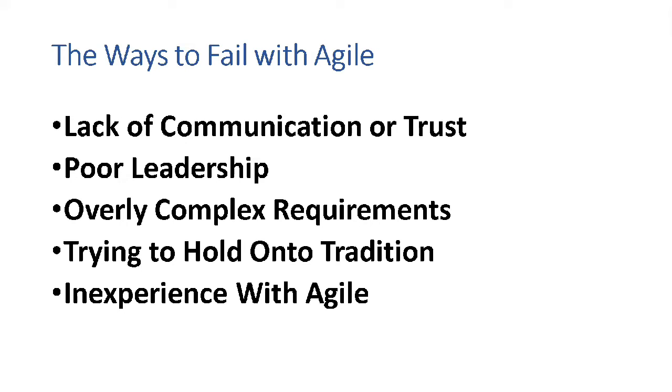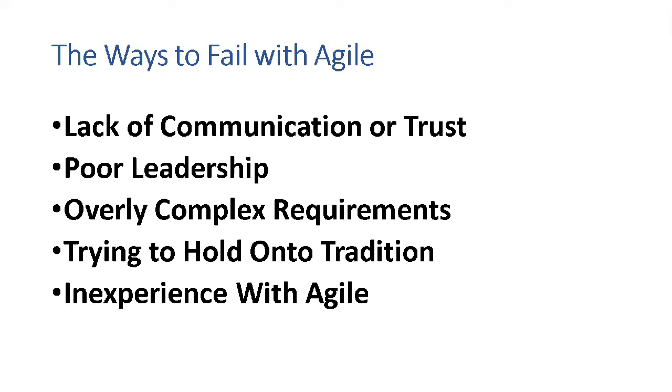Next is the overly complex requirements. Many projects are very complex. That complexity can directly affect its success or failure. With Agile, the key is breaking down a complex project into smaller projects and then adapting them over time. Large enterprises with large teams often have a difficult time doing this, which leads to Agile failure.